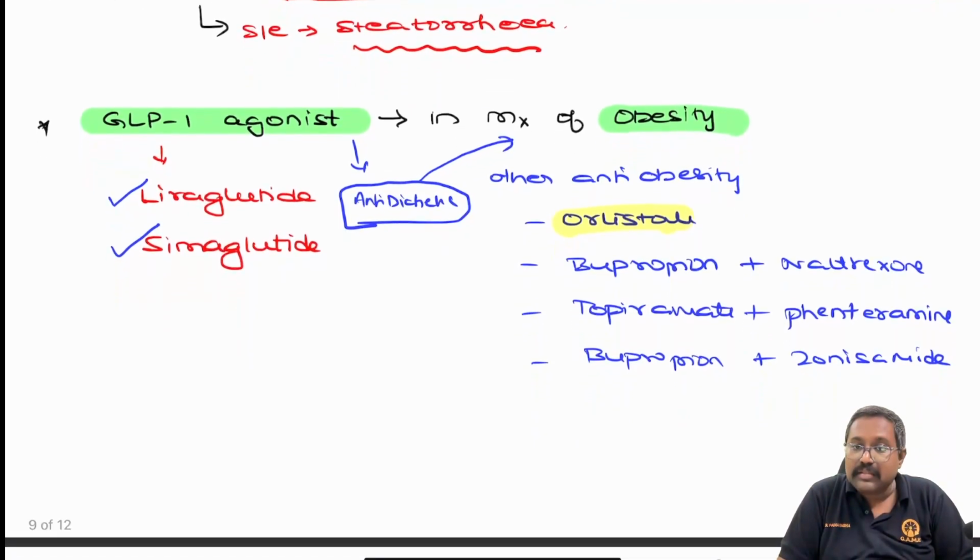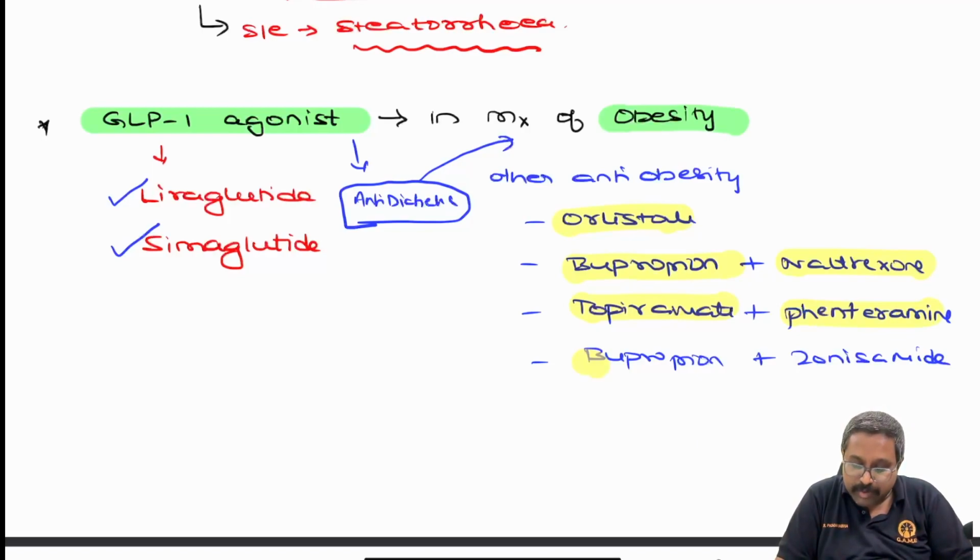There can be antidepressants like bupropion and naltrexone, an opioid antagonist. We have topiramate, phentermine, bupropion and zonisamide. So basically you use a combination of the opioid antagonist, antidepressants and the anti-epileptics here. So please remember, the anti-diabetic drugs that can be used for obesity are the GLP-1 agonists, that is liraglutide and semaglutide.